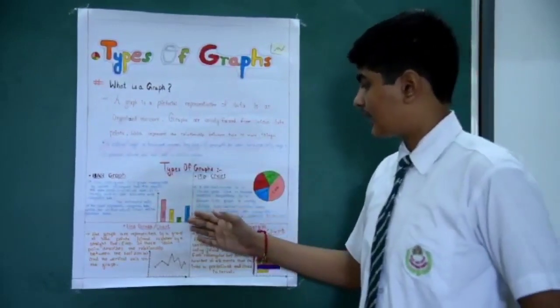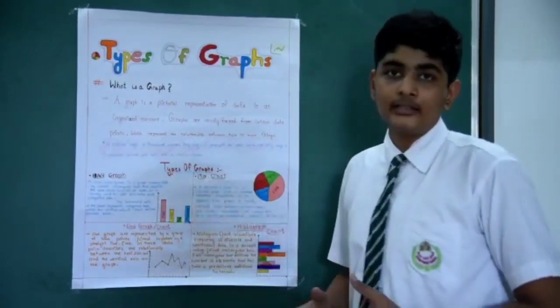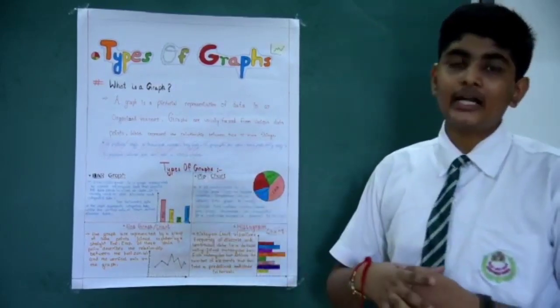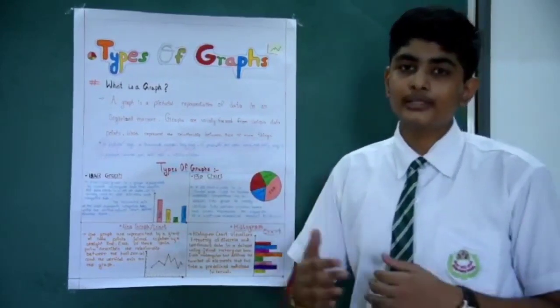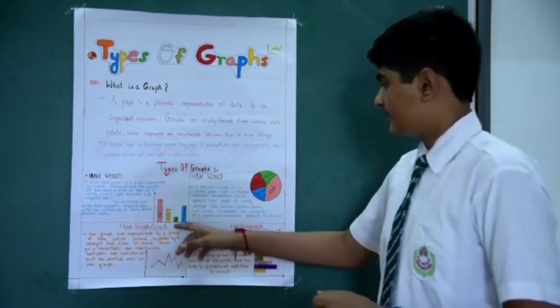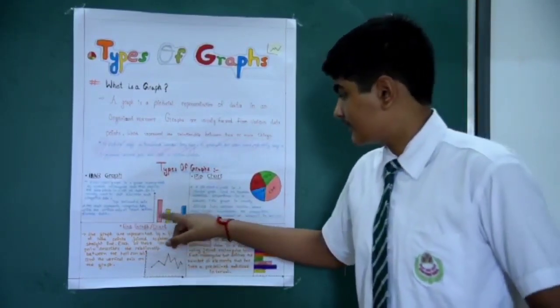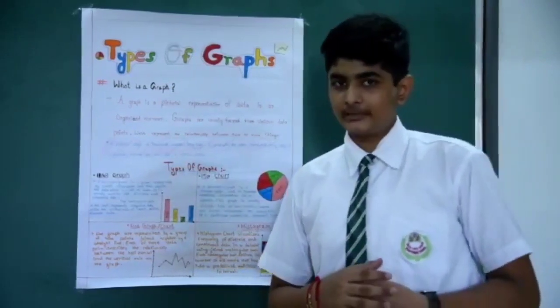So this is a bar graph in which we have shown that the public is moving to the mall, zoo, park and museum, and the data, how many people are visiting these places, is given. We can see that the park is the least visited place and the mall is the most visited place.